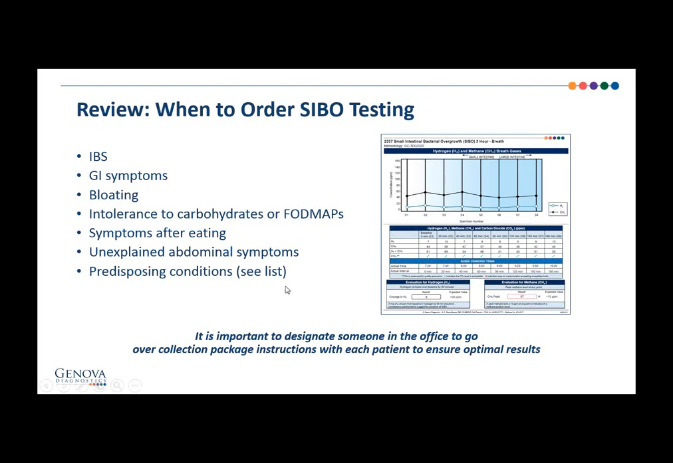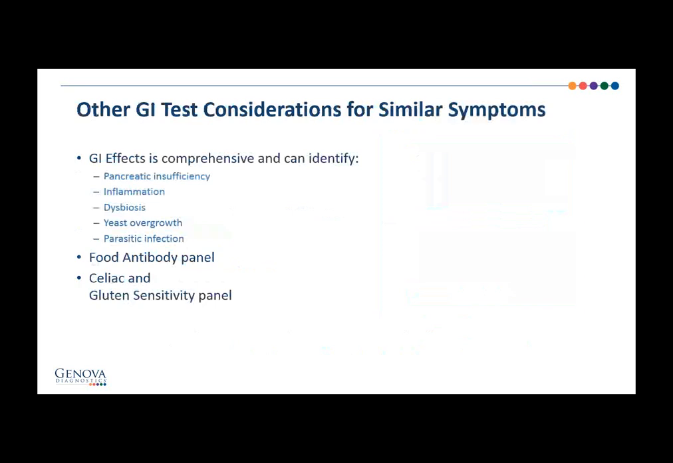Any patients who have unexplained abdominal symptoms, or you've done workups and you just can't figure out what's going on with the patient. Maybe it is SIBO. And then again, revisiting that slide on the predisposing conditions as far as who you might consider ordering SIBO testing for. And then, of course, it's important to designate someone in the office to go over collection pack instructions with each patient so you can get the most optimal results.